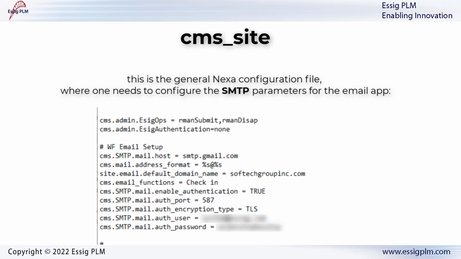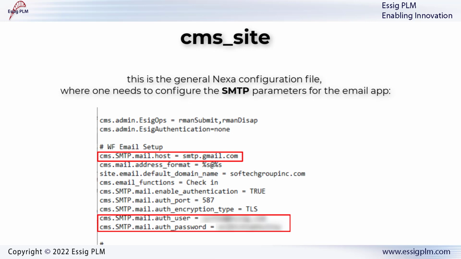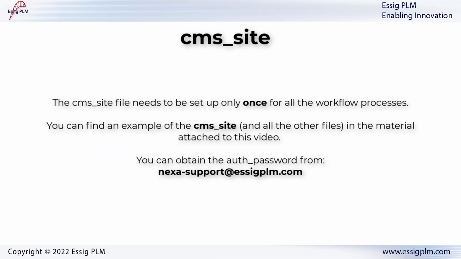This is a general Nexa configuration file, and it also contains the SMTP parameters that control the workflow emails. Among the information that you need to enter, there are the SMTP host, the username, and the password. These configurations need to be inserted only once, and they are valid for all the workflows.